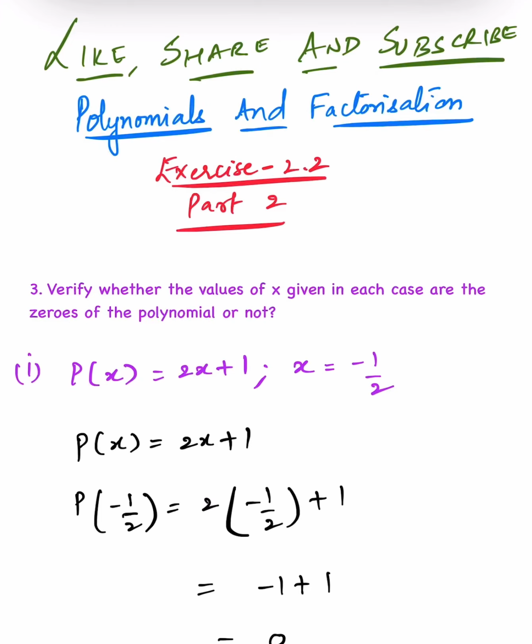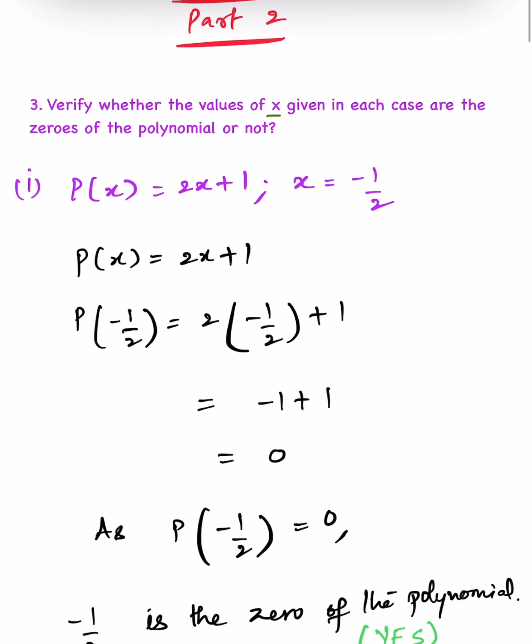Polynomials and factorization, exercise 2.2 part 2. Verify whether the values of x given in each case are the zeros of the polynomials or not. So first bit, p of x equal to 2x plus 1. This is the given polynomial. x equal to minus 1 by 2. This is the value of x given.